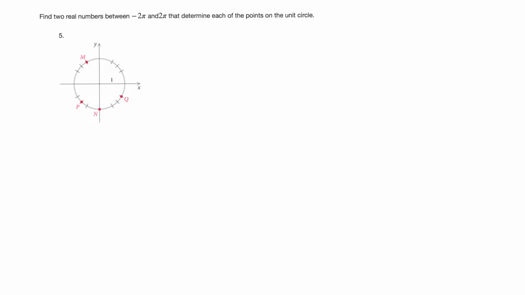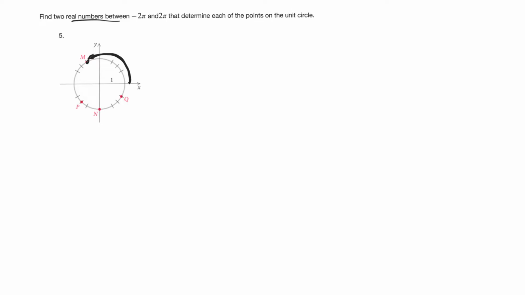Here's a question where you're asked to find two real numbers between negative 2 pi and 2 pi that determine each of the points on the unit circle. And when they're saying real numbers, they're looking for a rotation. So they're looking for how far that is. So if I'm going to M, they want to know what that angle rotation is.